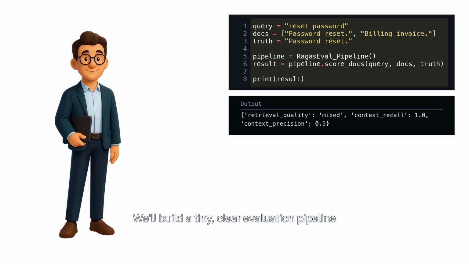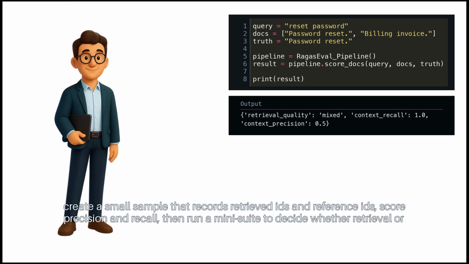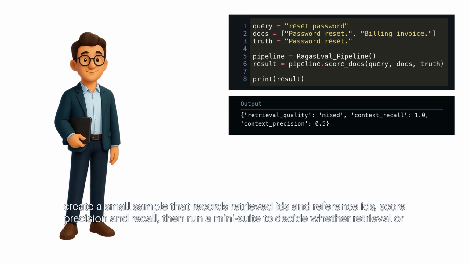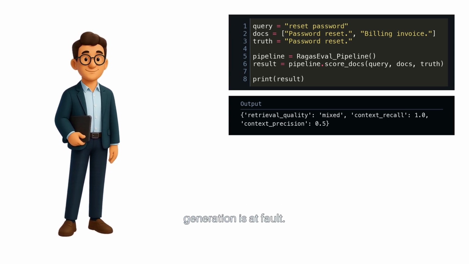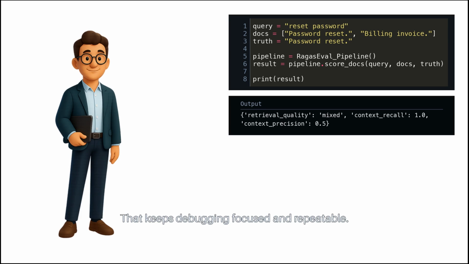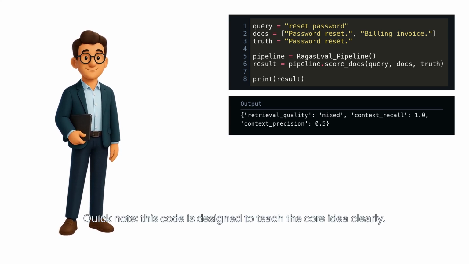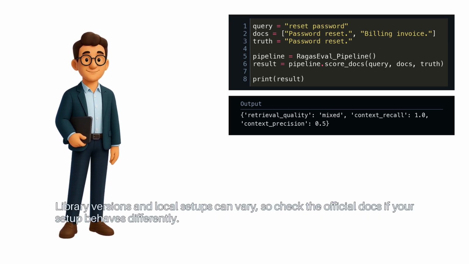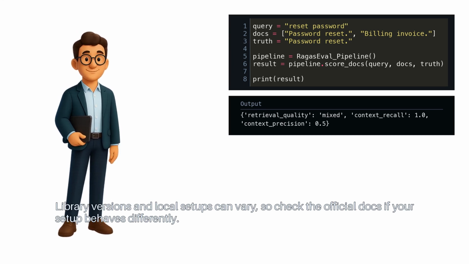We'll build a tiny, clear evaluation pipeline. Create a small sample that records retrieved IDs and reference IDs. Score precision and recall. Then run a mini-suite to decide whether retrieval or generation is at fault. That keeps debugging focused and repeatable. Quick note, this code is designed to teach the core idea clearly. Library versions and local setups can vary, so check the official docs if your setup behaves differently.